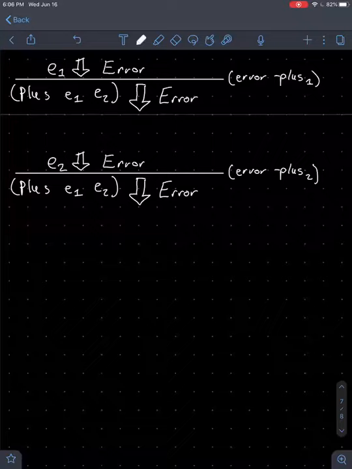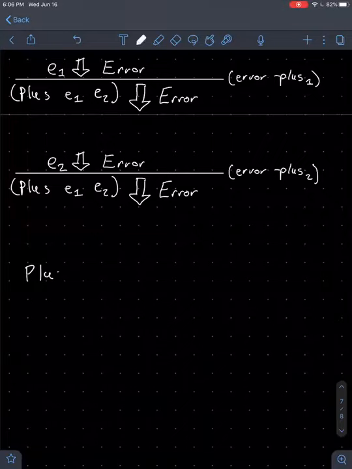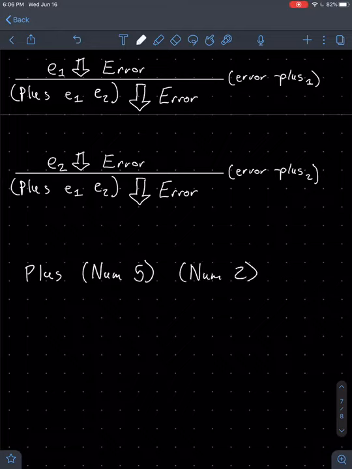What does, let's say, plus num5 num2 equal? What does this evaluate to? How can we figure that out? Well, we can go look at the rules.